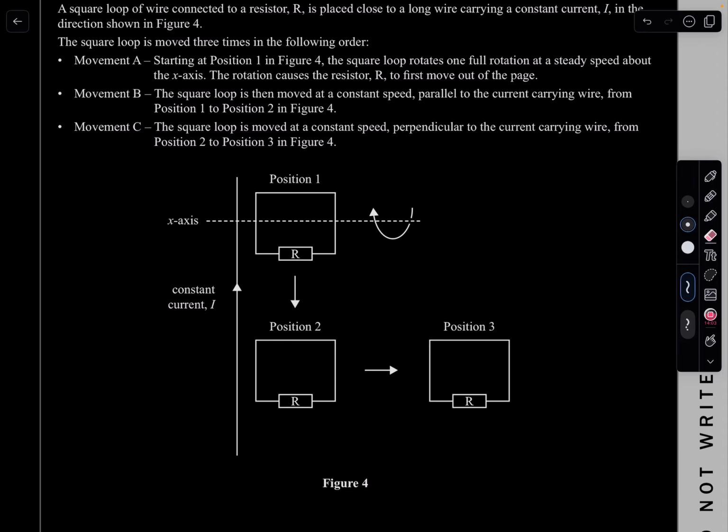Beautiful, makes sense. So this thing is just basically being rotated. In movement B, the square loop is then moved at a constant speed parallel to the current carrying wire from position 1 to position 2. So it's basically moved down. And in movement C, the square loop is moved at a constant speed perpendicular to the current carrying wire from position 2 to position 3. So basically to the right.